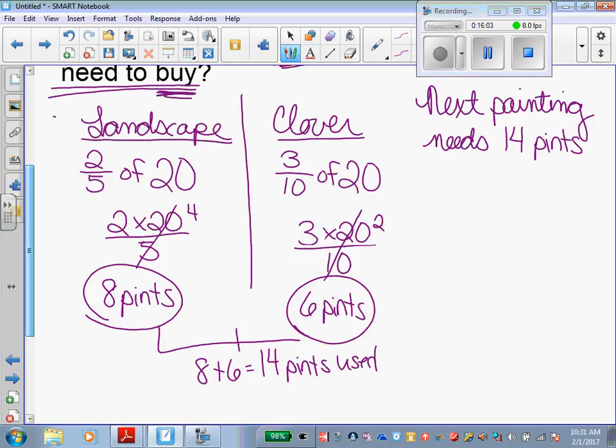Zane, 14 pints? And subtract that from 20 pints. Why 20? Because you had 20 pints before you used 14 pints. So you gotta subtract that, and you'll get your answer. Okay, we'll get to the next part in a minute.